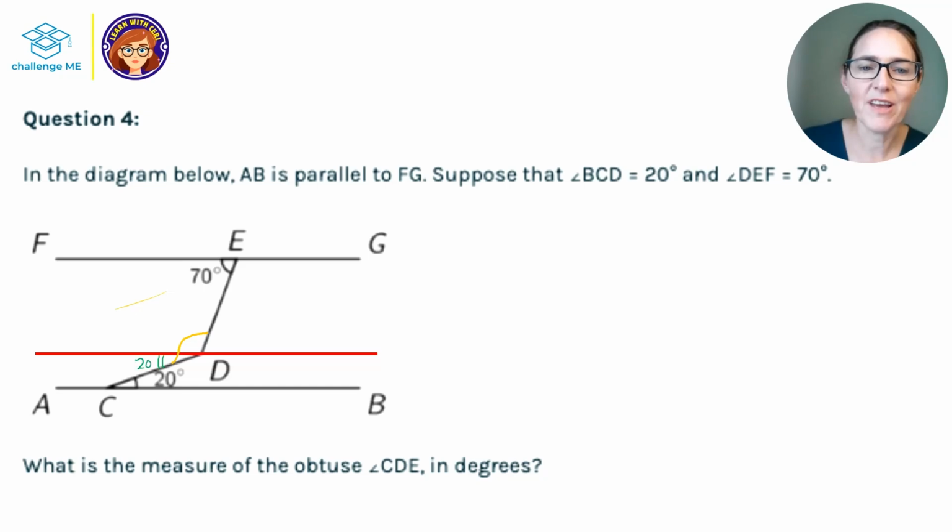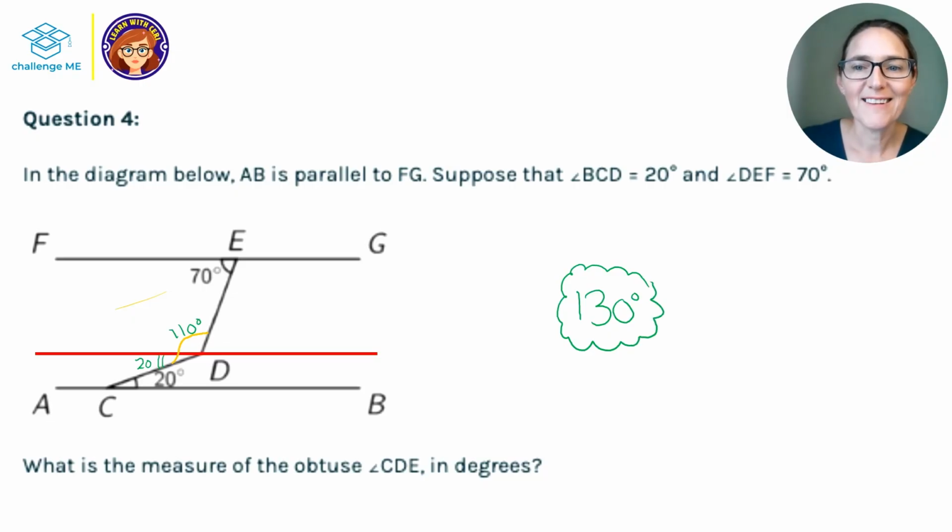And similarly on the other side, here we've got co-interior angles. So if this angle here is 70, then the portion below it is going to be 110 degrees. And so the obtuse angle CDE is 20 plus 110, which is 130 degrees. So that extra red line made it quite quick to solve. So I hope that's useful for you in future.